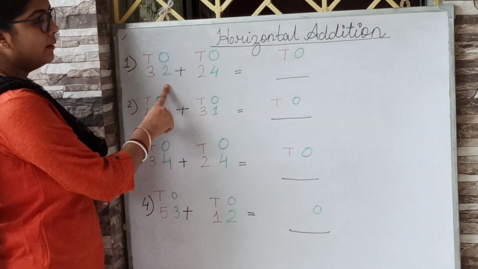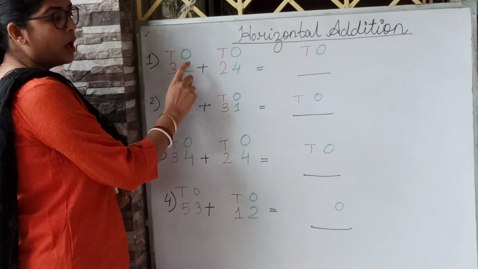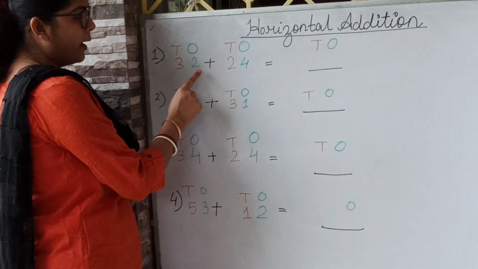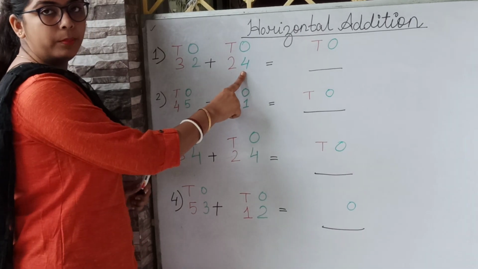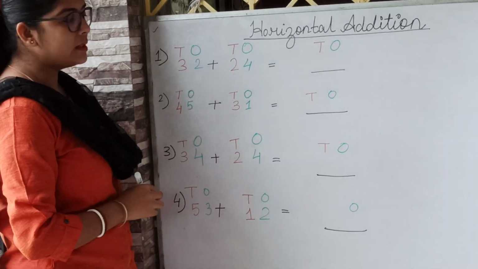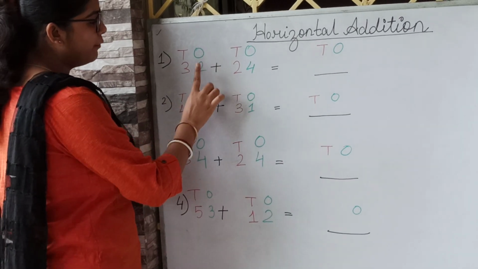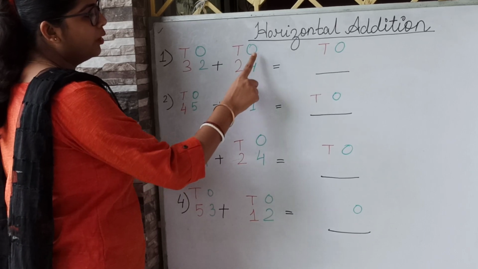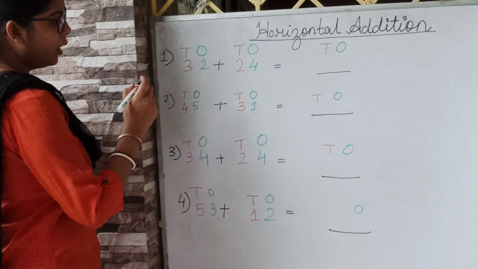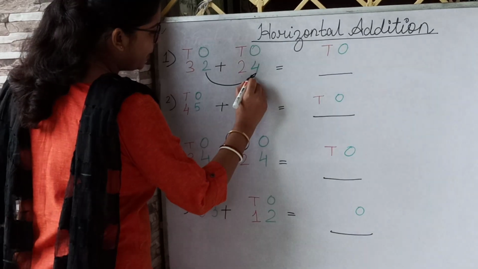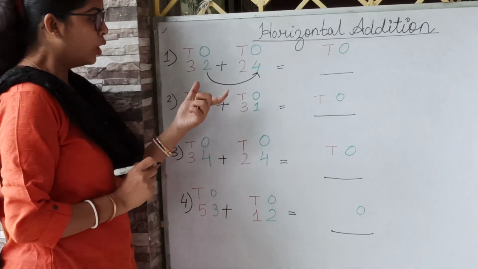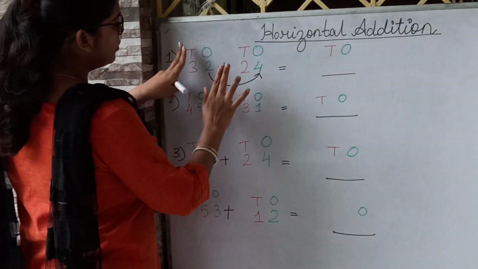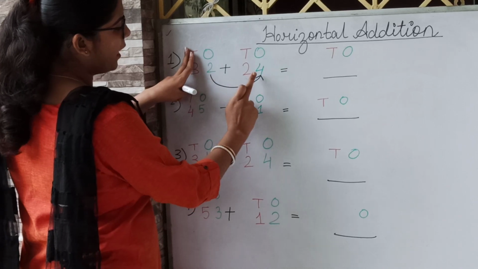First we have to add the digits in the ones place of both sides. That means the number which is before the plus sign and the number which is after the plus sign. So what are the numbers in the ones place? Here we have 2 in 32 in ones place and 4 in 24 in ones place. So the 2 will be added with 4. 2 plus 4. Forget about the tens place. Think you have only 2 and 4.